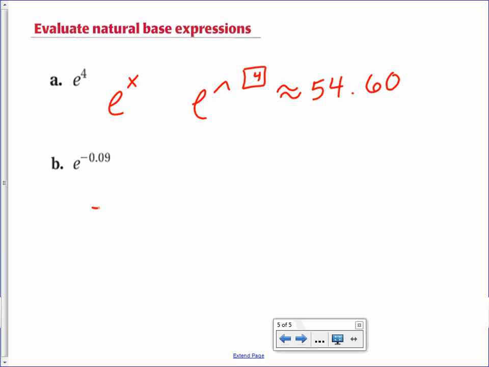Again, for this one, you want to find the button that says e to the x power and get that on your calculator. It's going to give you this and let you fill in the exponent, which here is negative 0.09. So when we do e to the negative 0.09 power, it comes out to approximately 0.91. And that's it.